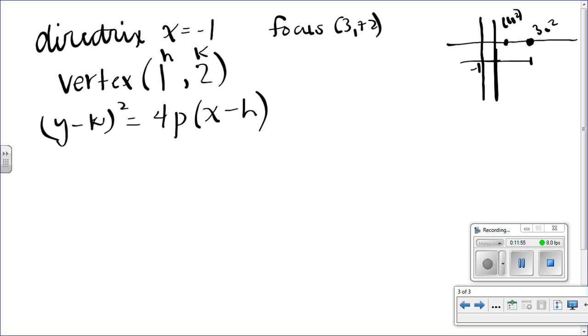Remember, p is the distance between either the focus and the vertex or the vertex and the directrix. This distance right here is p. We know that distance. It's right there. How far is that? 2. P is 2.